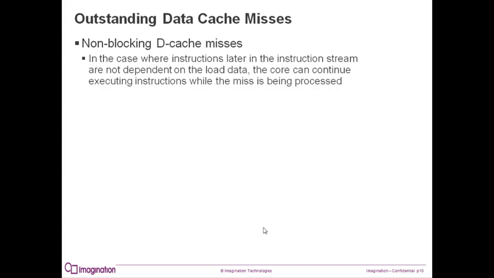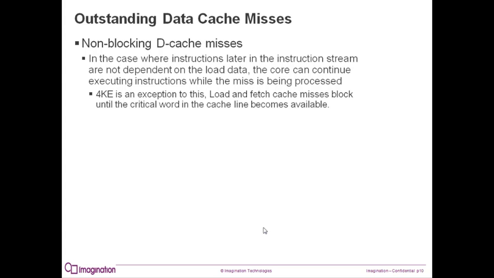In most cases, the data caches are non-blocking, allowing for an instruction stream to continue executing until an instruction that is dependent on the missed data is executed. Then the processor will stall until that data word is loaded from memory. The 4KE core is an exception to this. The data cache on a 4KE will block until the data word is loaded from memory. It will not continue to execute non-data dependent instructions.